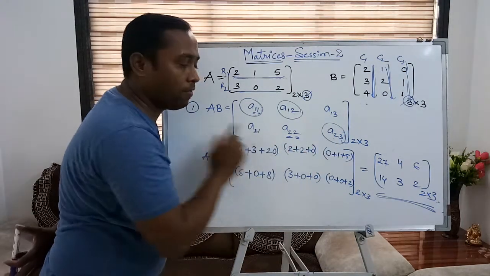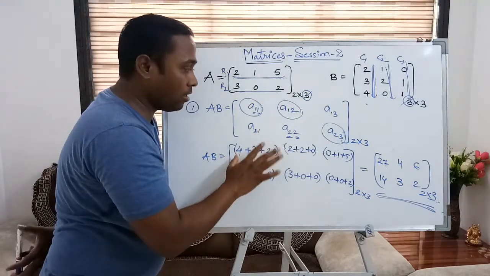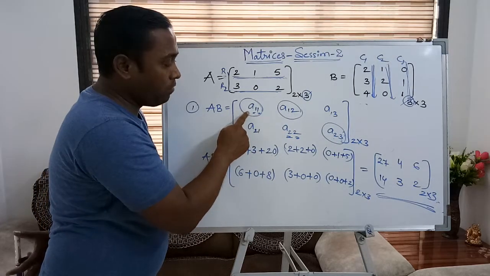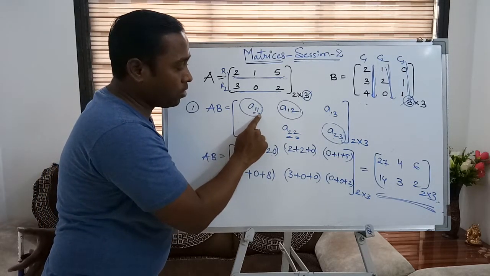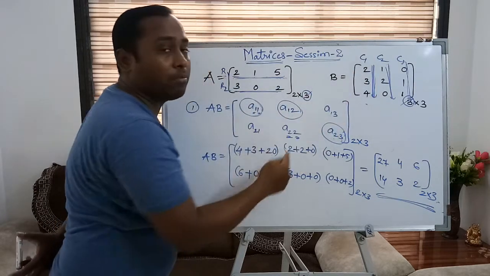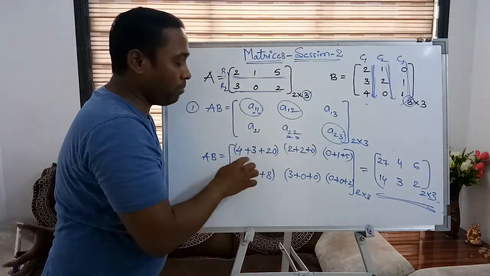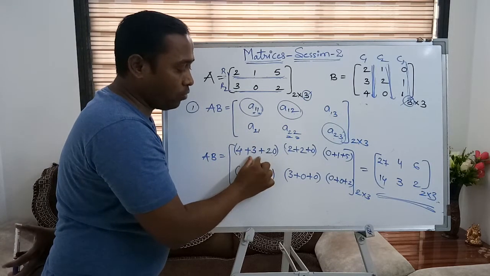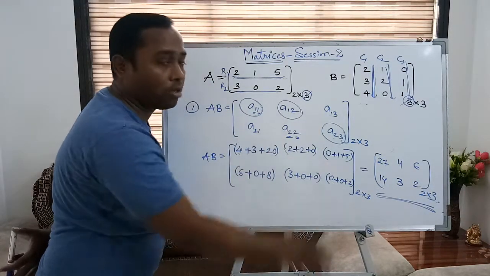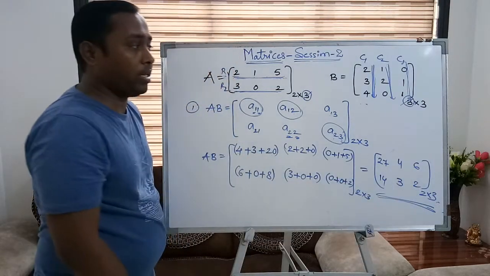First write the symbolic form. Once you write the symbolic form, as a beginner you are able to understand how to get the entries. Here A11 means first row, first column elements. The first row and first column elements will be multiplied correspondingly and their results will be added. In this way you will get one single element. In this way A12, A13 and so on. So the resultant matrix order will be 2 by 3.